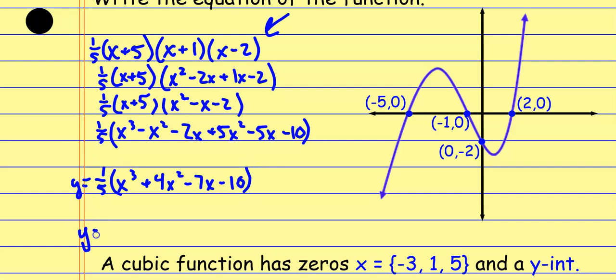That's it. I distribute, and I get x cubed over 5 cubed plus 4/5 x squared plus 7/5 x minus 2. I guess I should have written that guy as a 1/5. I apologize. I don't know why I wrote it that way. Not that it's wrong, but it's a little weird because none of the rest of them are like that.